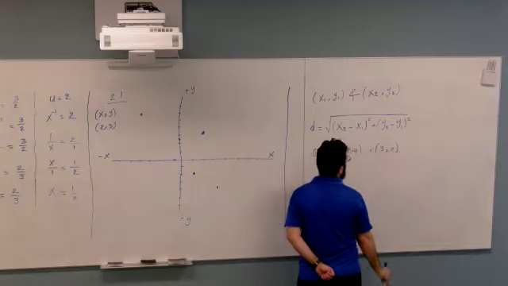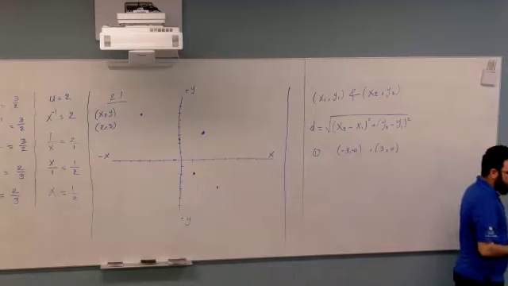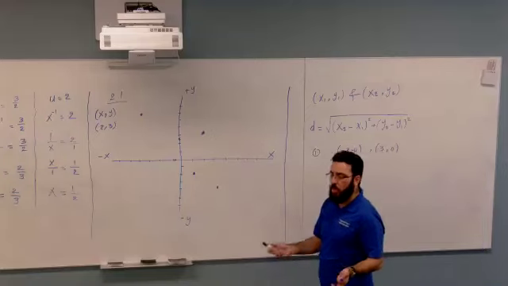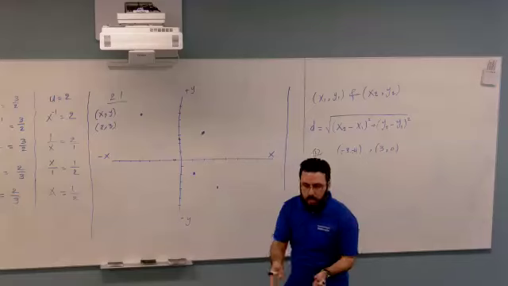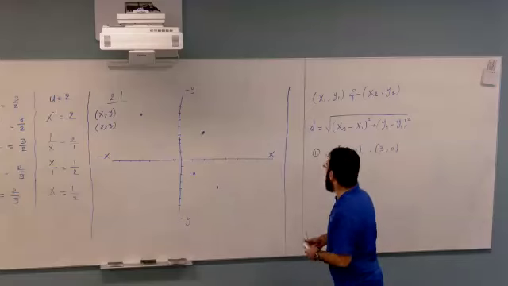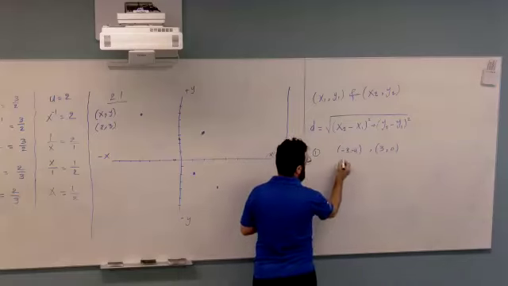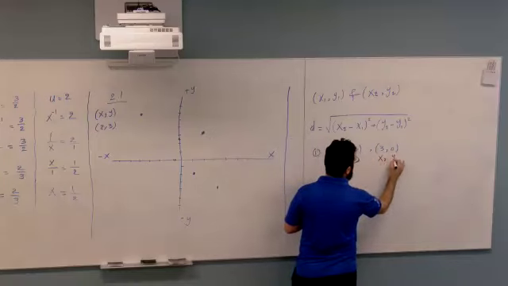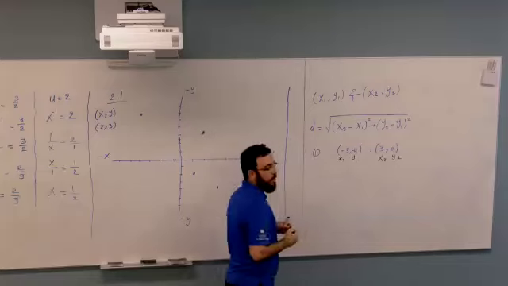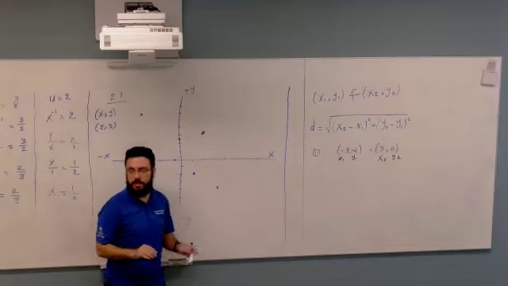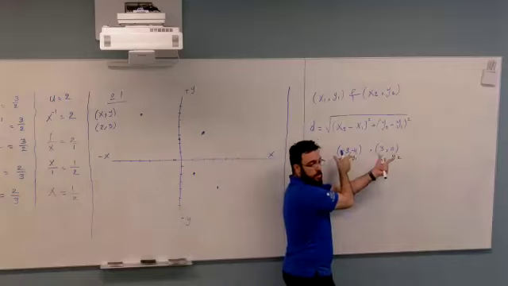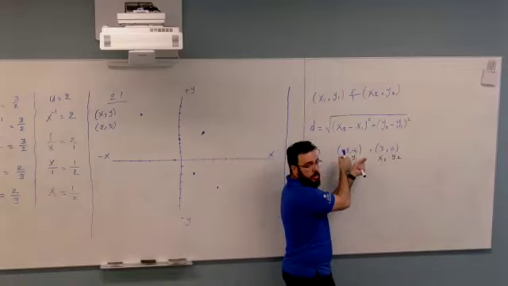Okay, so here are the 2 points. Which one am I going to call x1, and which one x2? Don't worry about that. Write down the 2 points and assume that this is x1, this is y1, this is x2, this is y2. That's it. If you switch the points, it's going to be the same result. Just don't switch the coordinates.